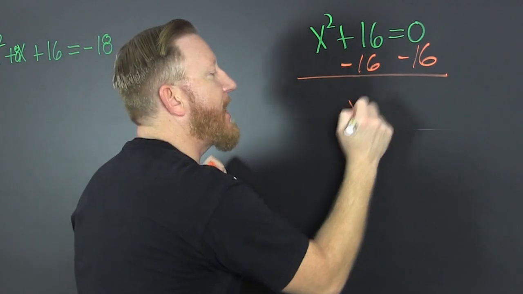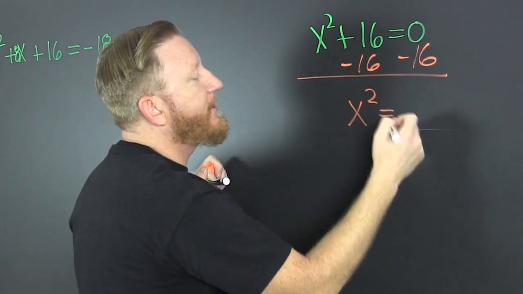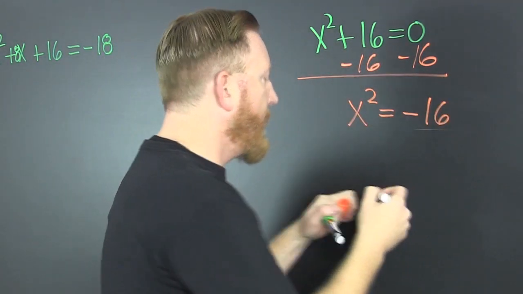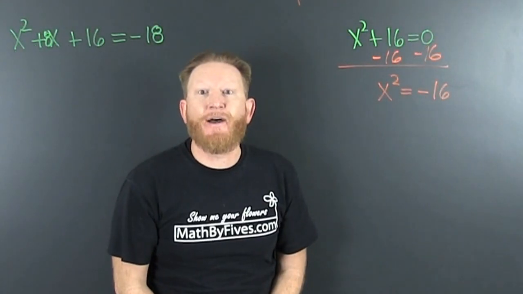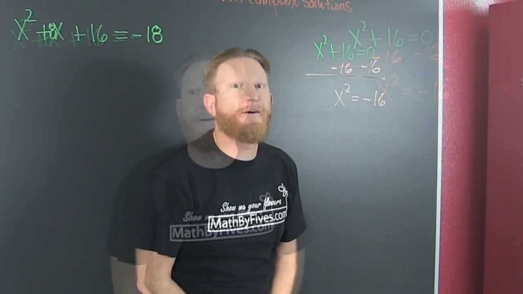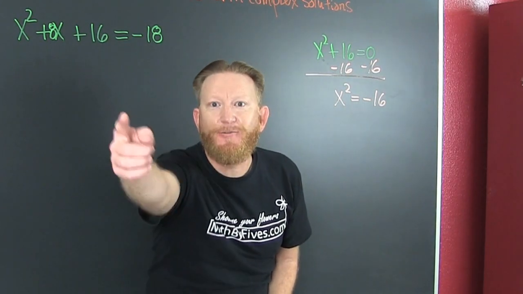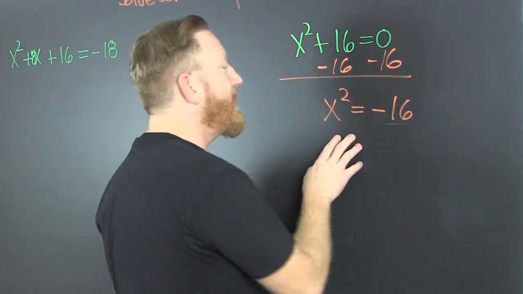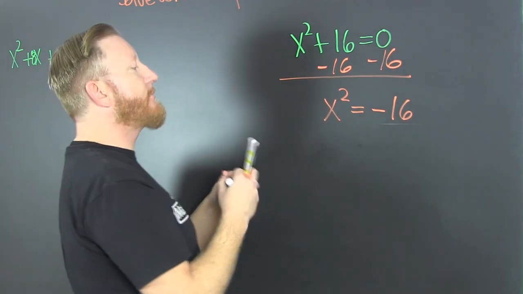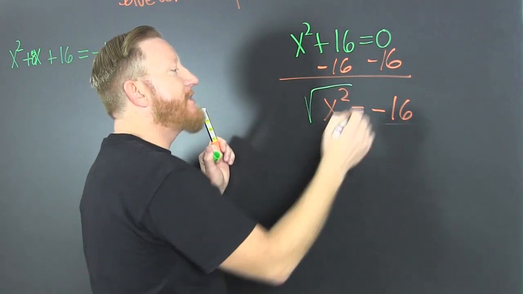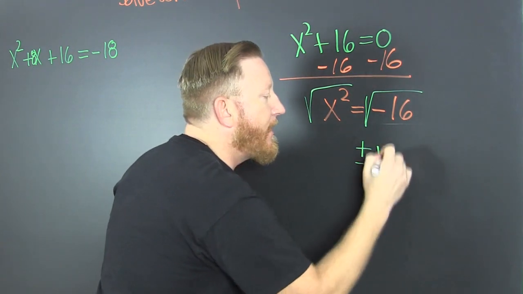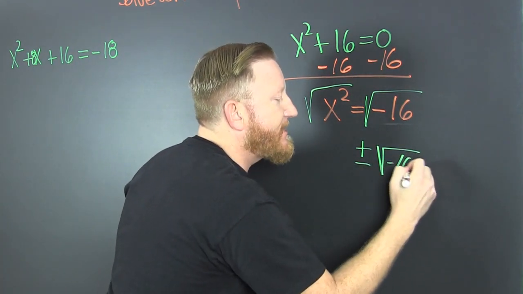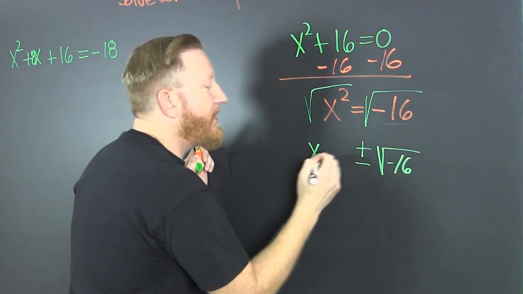Over here on the left side, I'm left with an x squared, and on the right, that's a minus 16. Now I want to take the square root of both sides, but I'm not going to forget the plus or minus square root of minus 16.